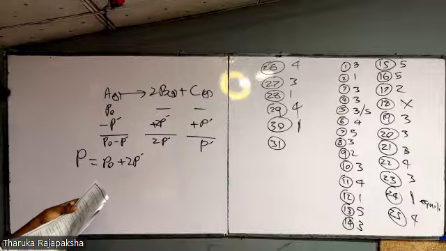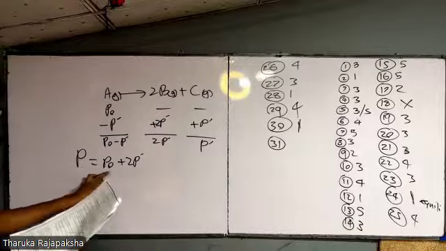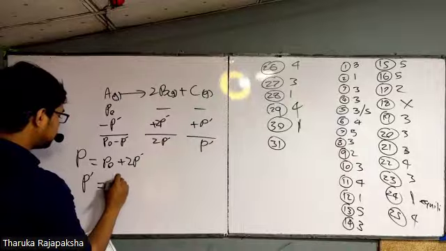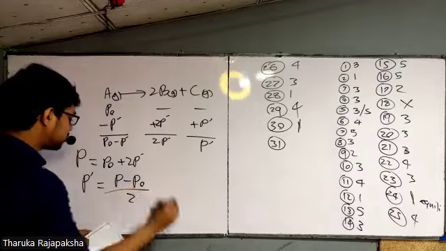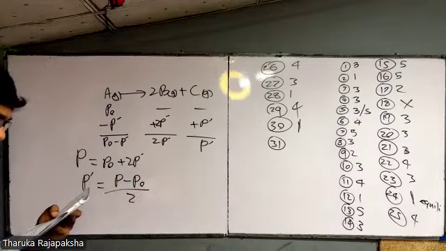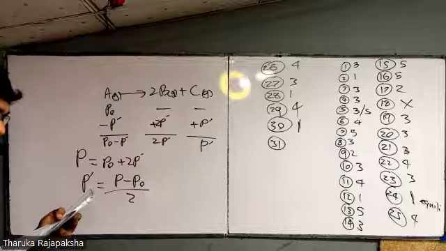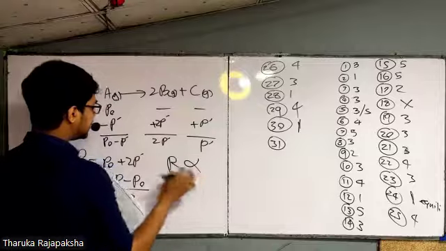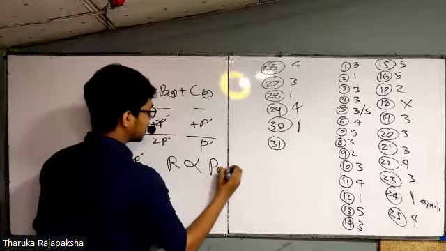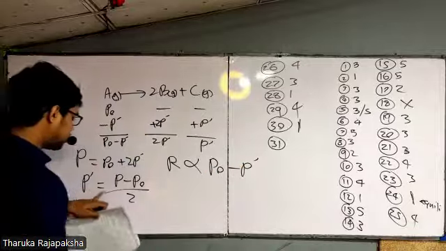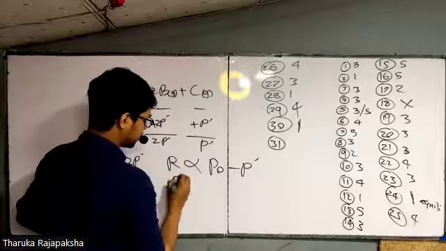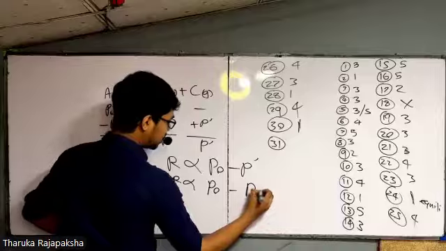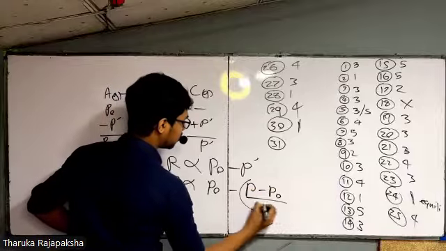If we make P dash the subject, P dash is P minus P naught divided by 2. They're asking which of the following terms is proportional to the rate at time T. Rate is proportional to P naught minus P dash. So P dash equals P minus P naught over 2, and R is proportional to P naught minus P minus P naught over 2.